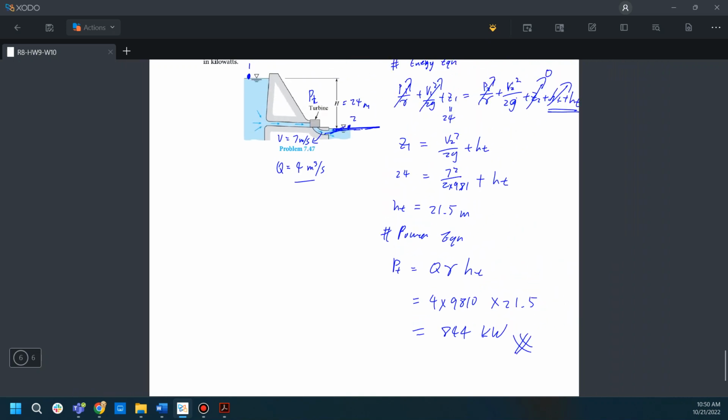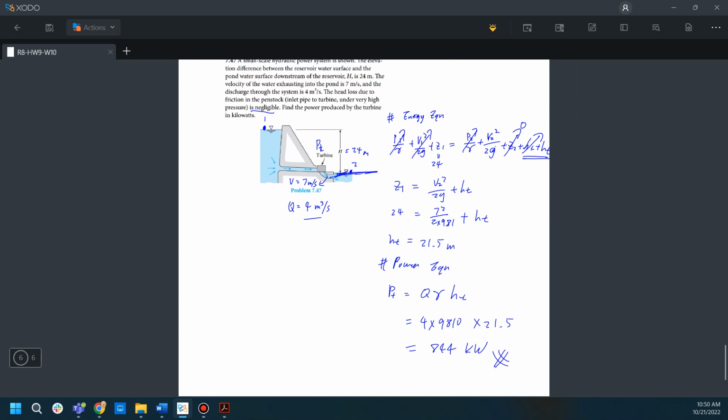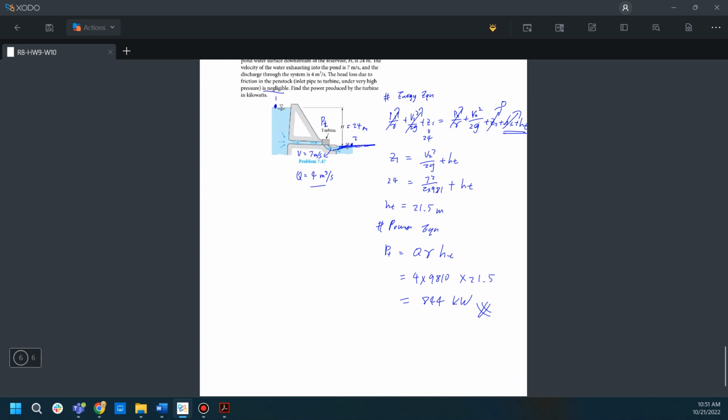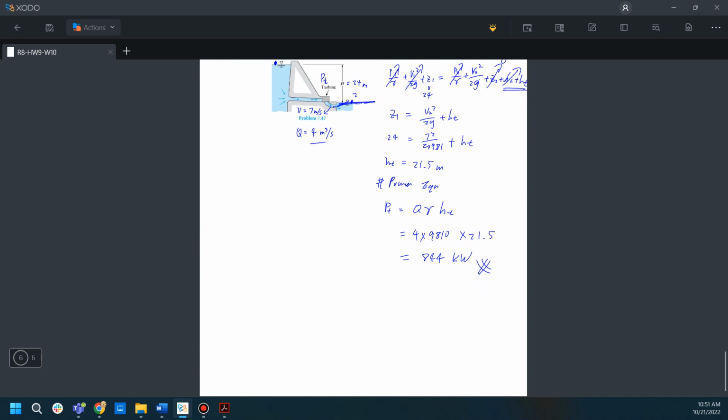Okay, so I think you can figure out the pattern of all these problems. You apply the energy equation and try to solve the turbine head or pump head, and use the power equation to turn that head into the power.